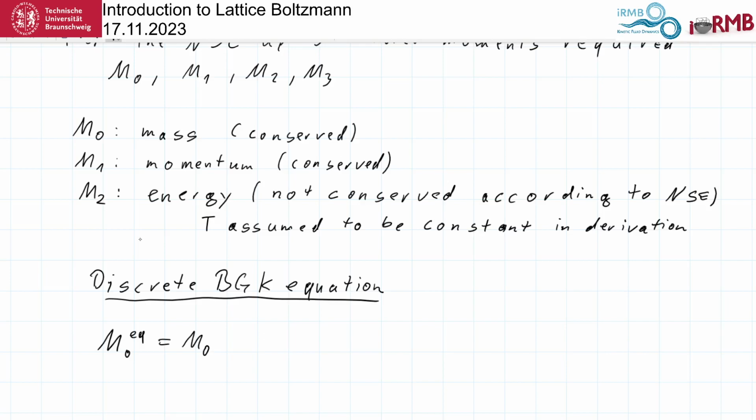So the equilibrium is the same as the population before the collision. Because the population before the collision relaxes towards the equilibrium, and if both have the same mass, the mass will stay the same, right? So this is why the equilibrium needs to be the same as the incoming moment, and the same is of course true for the momentum. So M1 equilibrium is M1, and this would be rho times u.